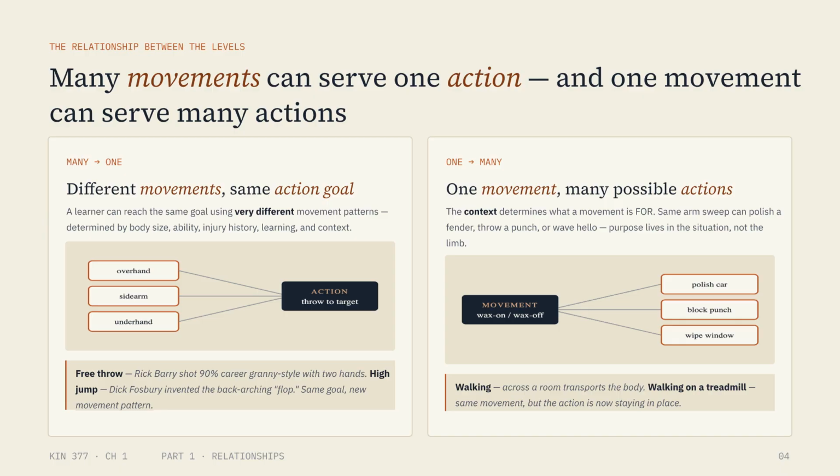Many to one means many different movements can serve the same action goal. Different students, different patients, different elite athletes can solve the same problem with completely different patterns. Rick Barry, Hall of Fame basketball player, shot 90% from the free throw line over a 14-year career, granny style, 2 hands between the legs. Every coach in America today would tell a kid not to shoot like that. He was the best in history.